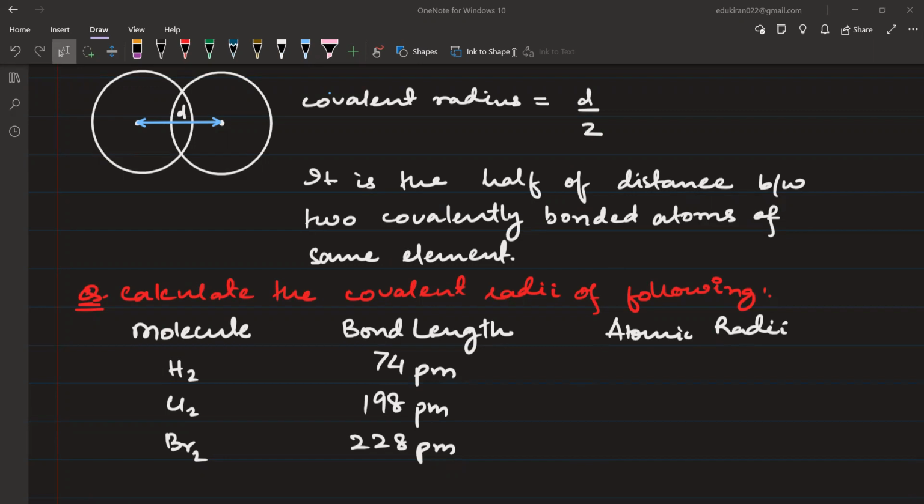Yes, Devangi. Okay, correct. Yes, Fatima, correct. I'm encouraging others also, so please write the answers in the chat once you are done. Yes, Aisha, correct. So I hope you are getting a gist of it. So this is going to be 37 picometer. This is going to be 99 picometer. This is going to be 114 picometers. Yes, correct. Okay, so this is how we measure.